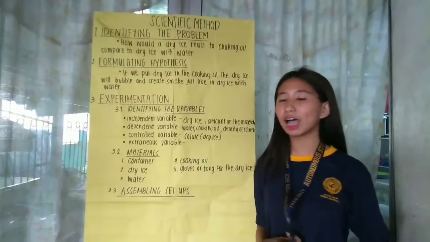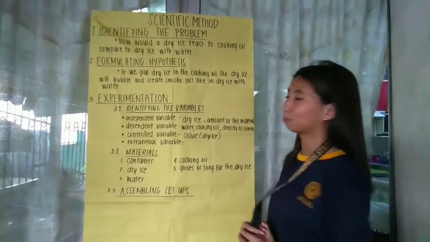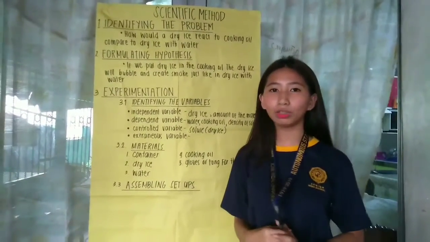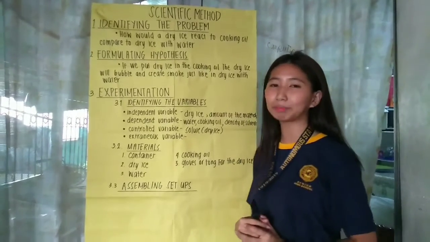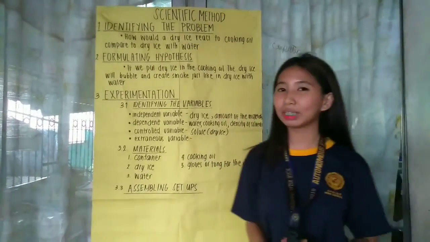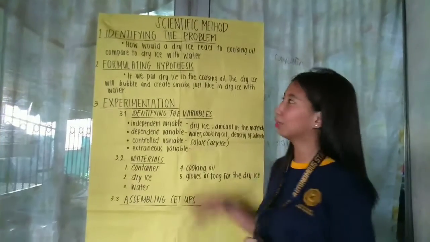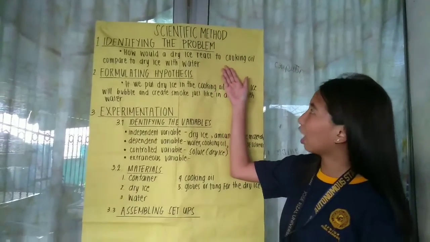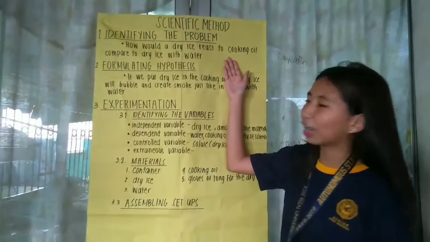So, the first step in the scientific method is identifying the problem. This is where you are going to find the problem that you observed in the experiment, and sometimes it can be a survey. So, we provide here some examples for identifying the problem. How would dry ice react to cooking oil compared to dry ice with water?